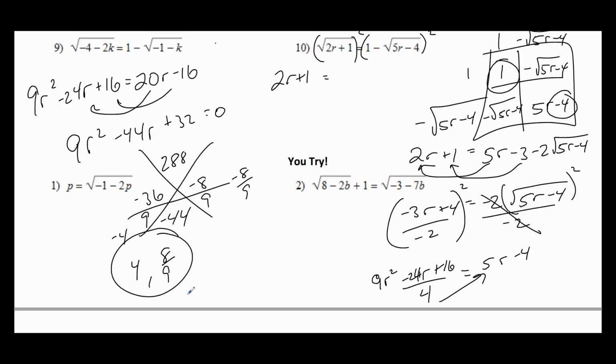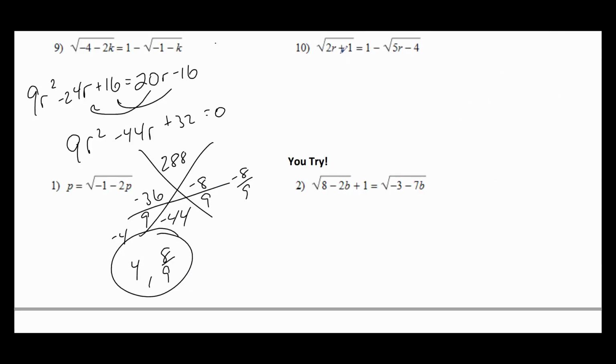So now let's plug those back into the original equation and let's figure it out. Let's plug the 4 back in first. So 4, that makes it 8, plus 1 is 9. So the square root of 9 is 3, equals 1 minus the square root of 20 minus 4, which is 16. Square root of 16 is 4. So that's a negative 3. That does not equal that. So we know that 4 cannot be right.